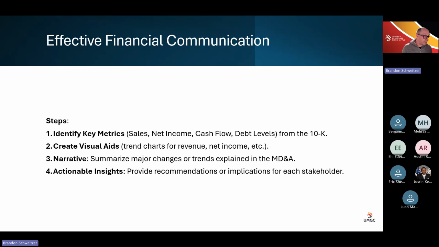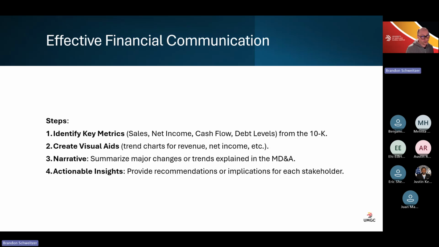Identify what the key metrics are. The company may not just come out and say, hey, these are our key metrics. Identify what they are. Sales, net income, cash flows, debt levels. These are all very common key metrics. The company might say what its key metrics are, but you'll be able to find this in the 10K report.